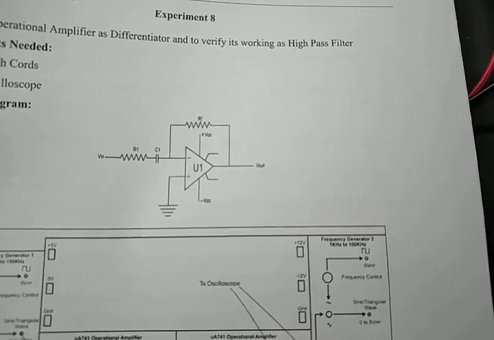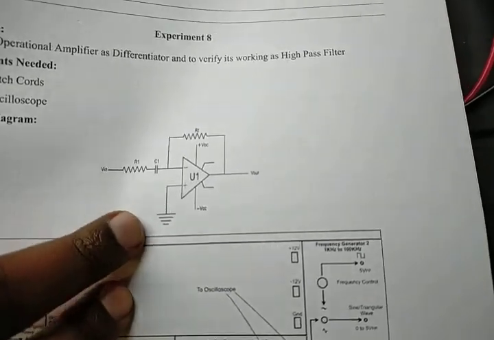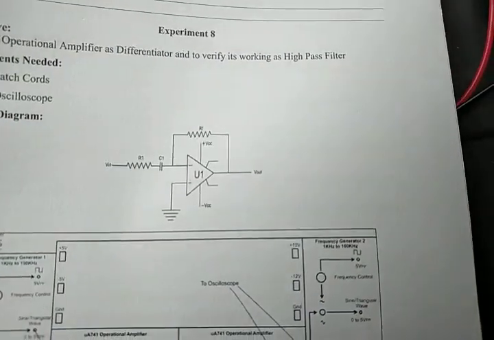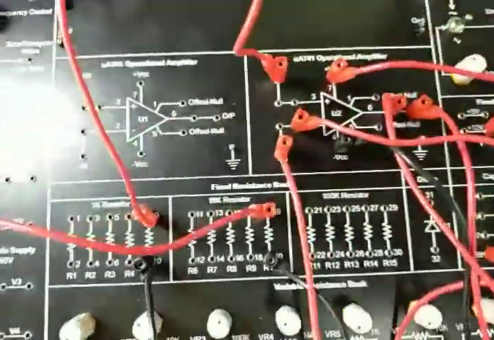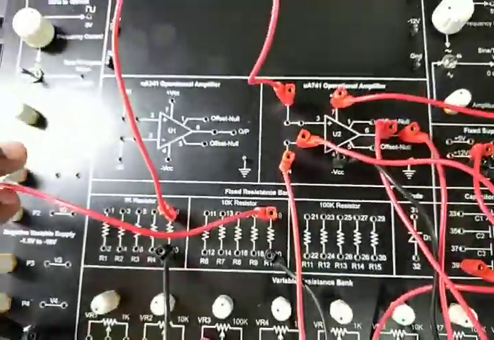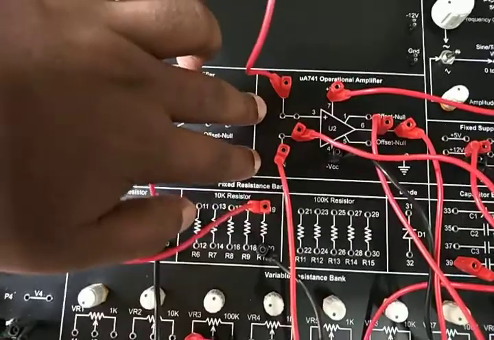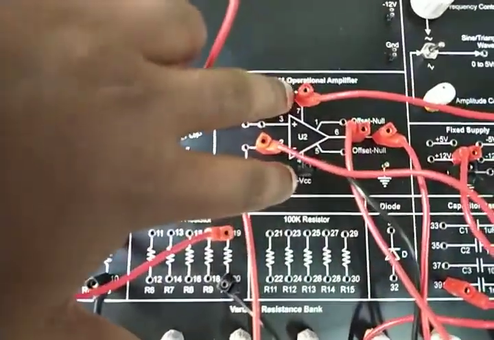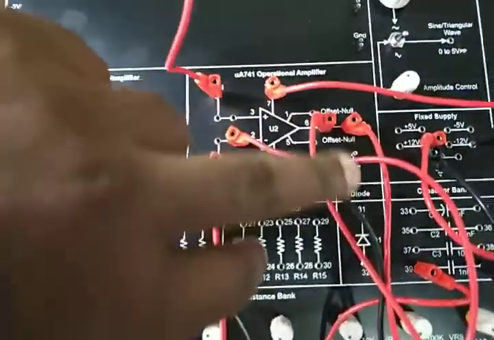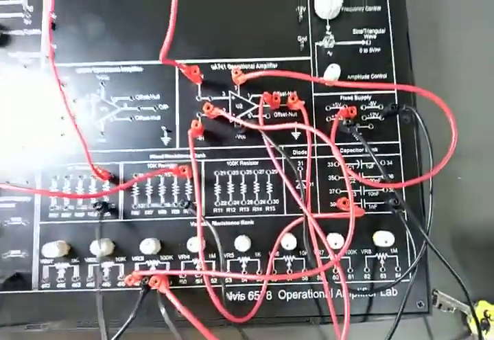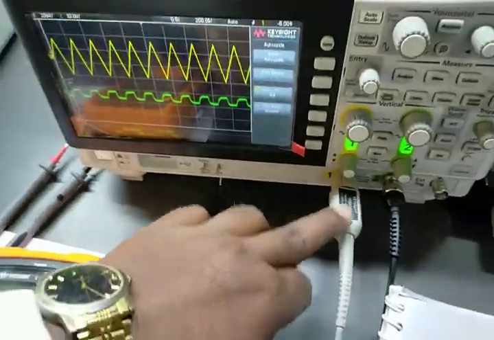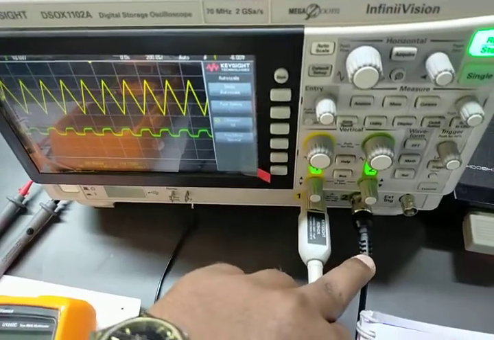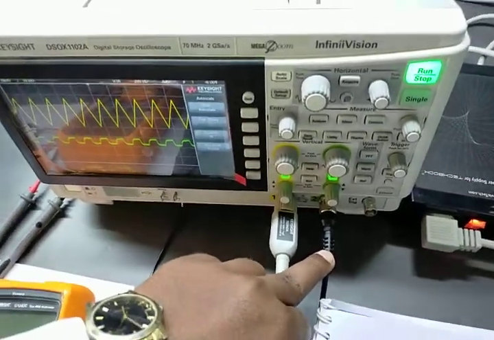This is our circuit which we have designed on our trainer kit. Here we have applied the inputs, here we have the power supplies, and here we have the output of the signal which goes to the DSO. DSO channel 1 is for the input and DSO channel 2 is for the output.